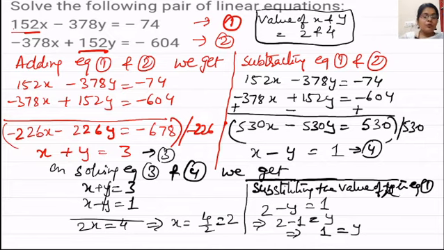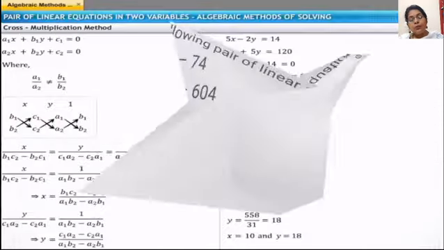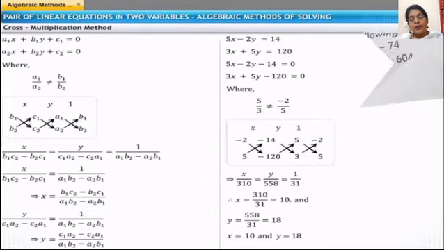So this is how these types of questions are solved. I'm trying to tell you the different typology of questions which frequently occur in the examination. Now, there is a third method, which is called the cross multiplication method.